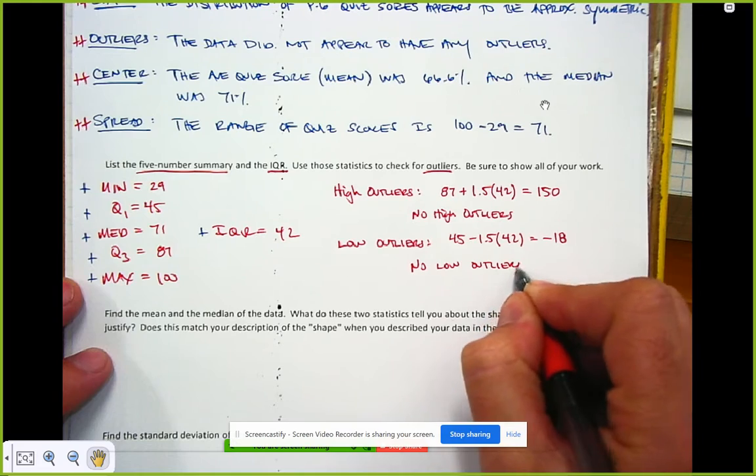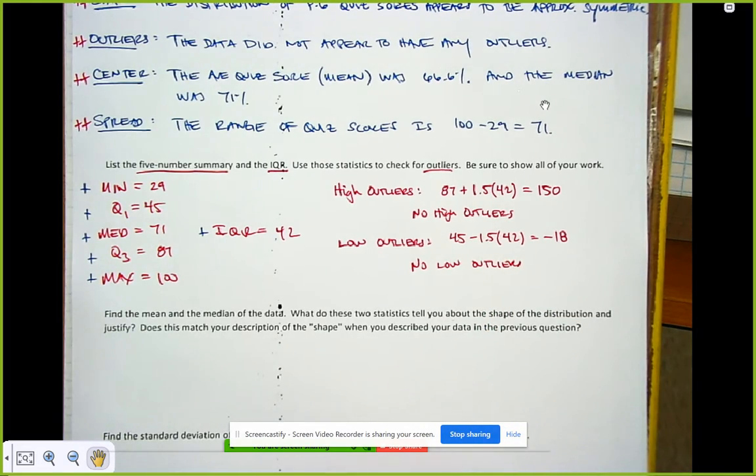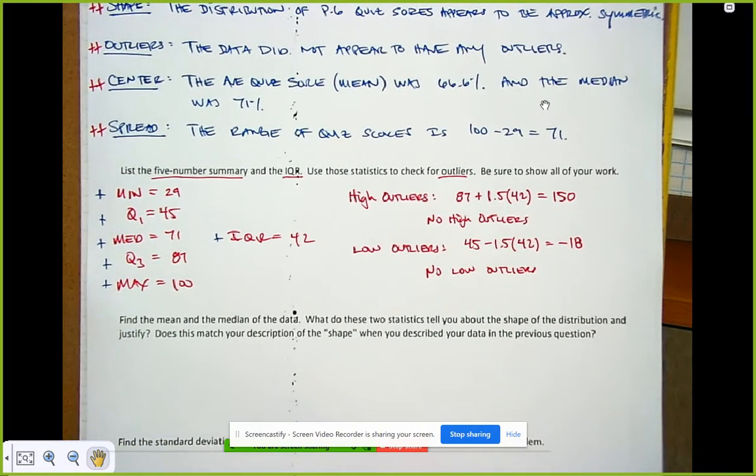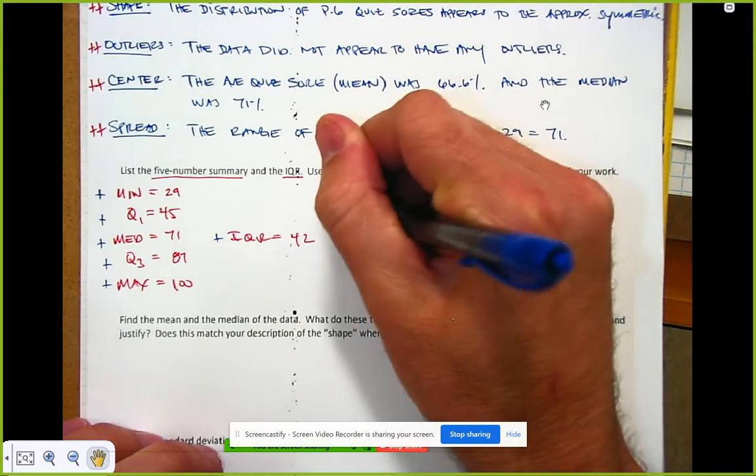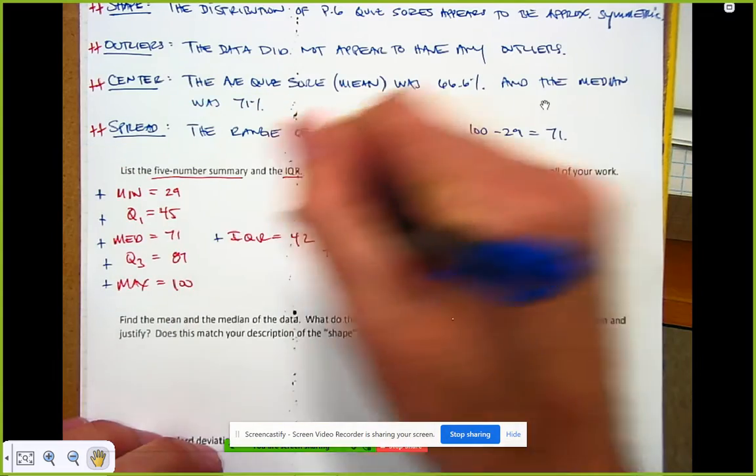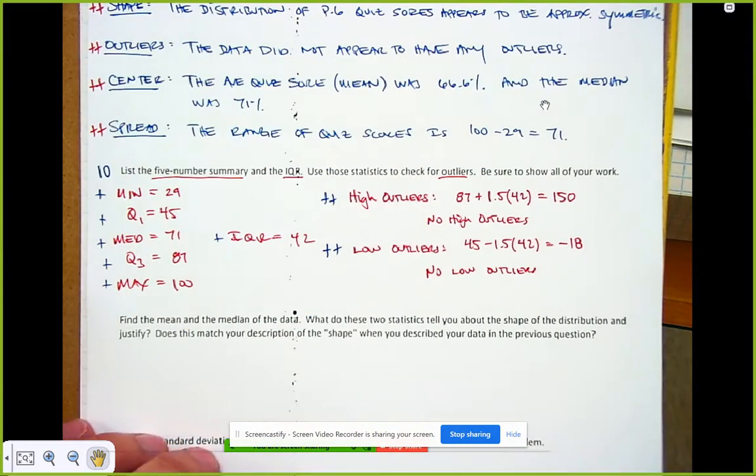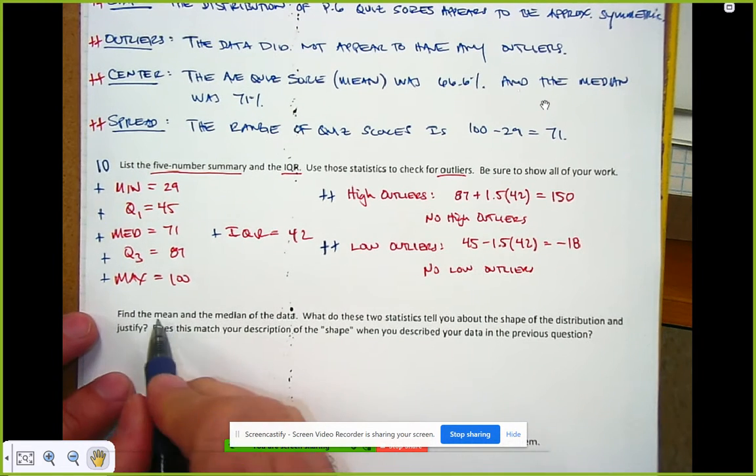And that was different. Period 4's data had 2 outliers on the low end. Period 6 did not. You would get 2 points for your analysis here and here. 6, 7, 8, 9, that's a 10-point problem. You good there? Does that look familiar? Hopefully for those of you that did it. Awesome.